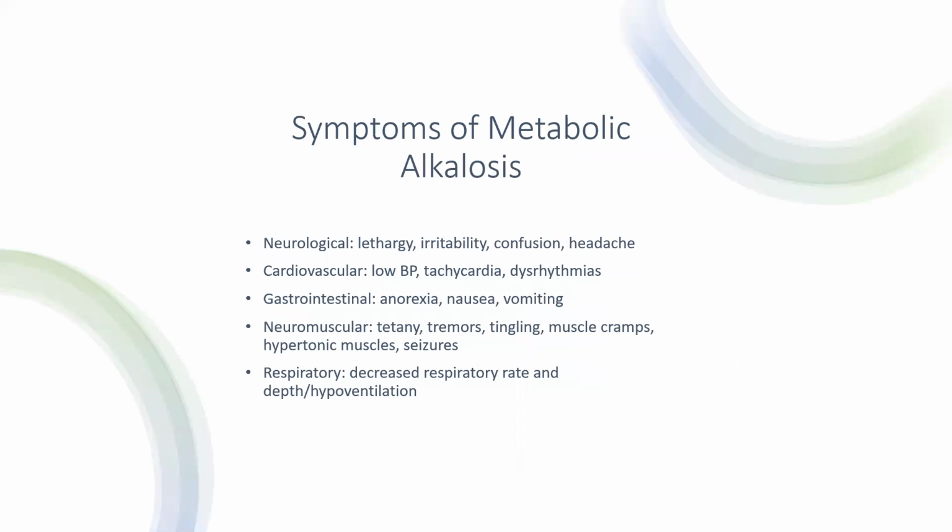What does this look like? You guessed it, neurological wise, they're lethargic, they're irritable, confused, and possibly a headache. Cardiovascular wise, we have a drop in blood pressure, tachycardia, and some cardiac dysrhythmias. Gastrointestinal, this would be a loss of appetite, nausea, and vomiting. Neuromuscular, there could be tetany, tremors, tingling, muscle cramps, hypertonic muscles or seizures. And then again, remember, in a state of alkalosis, there is a decrease in respiratory rate and depth, or also known as hypoventilation, because your body wants to hold on to some of those acids.